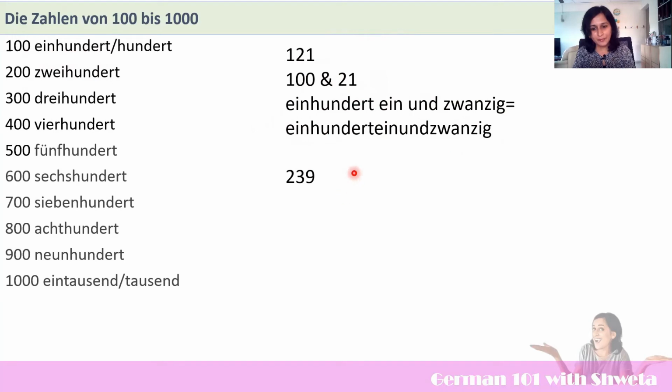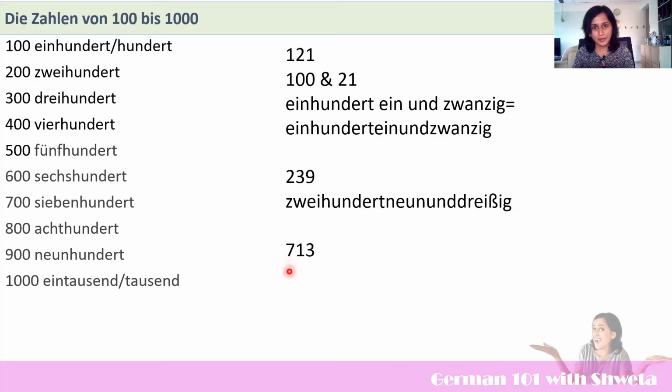Let's take one more number here. So we already have 200. And for the last two digits, what are we going to do? We will take the units place number first and then the tens place number, right? Which is what we have just learned. So it will be 200, 9 und 30. See, 200 is here, 9 und 30. Okay?